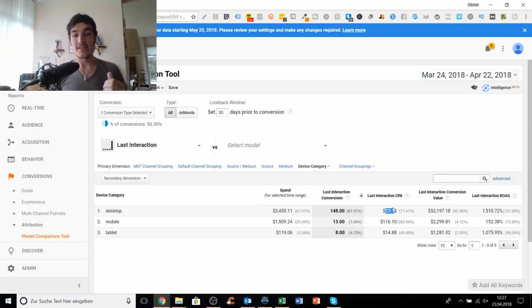But at the same time, it would be wrong to now say, okay, let's only target desktop because it's the best traffic. First, because you will definitely lose a lot of potential customers if you're only targeting desktop all the time.